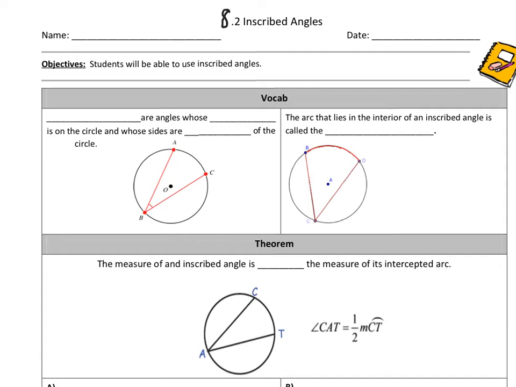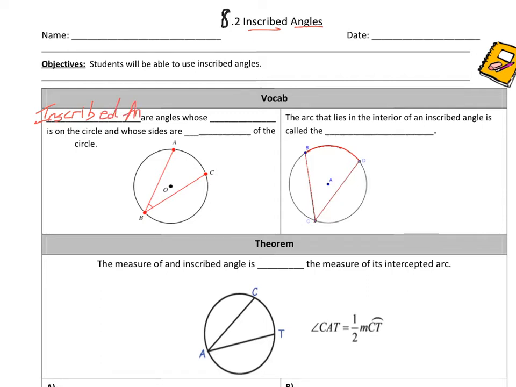Hey guys, I'm here to help you get started on the notes for the next section, which deals with inscribed angles in a circle. Alright, so the first thing I'm going to do down here is pretty much just define what exactly I mean by an inscribed angle.